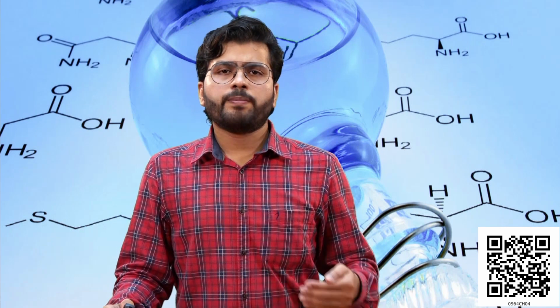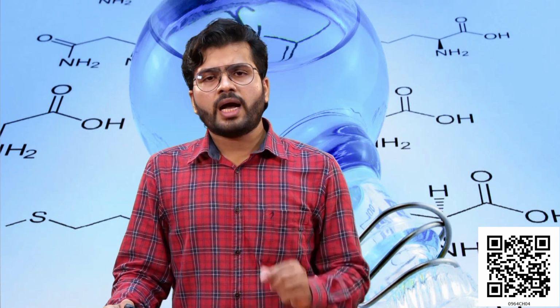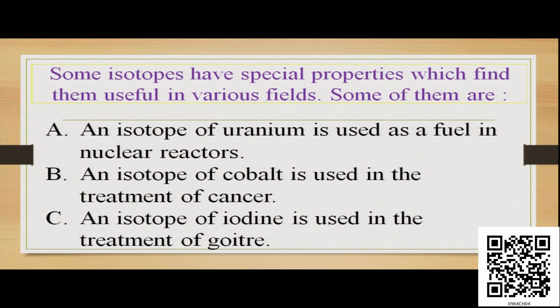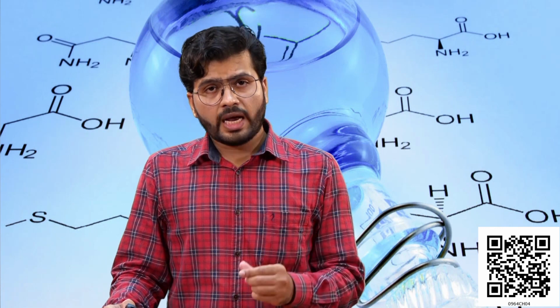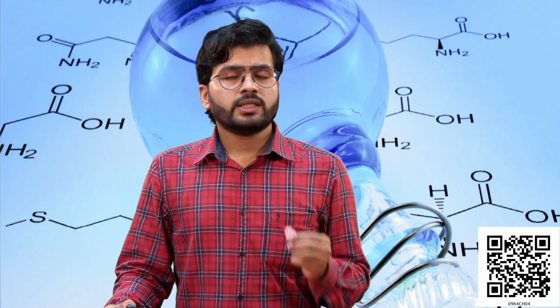I hope it is clear. Now, moving on to the applications or uses. Because of these isotopic forms, they have found many applications in our day-to-day life. For example, uranium has an isotope which is used in the nuclear reactor. An isotope of cobalt is used for the treatment of cancer, and an isotope of iodine is used for the treatment of the disease called goiter. So, isotopes also find usefulness in day-to-day life.